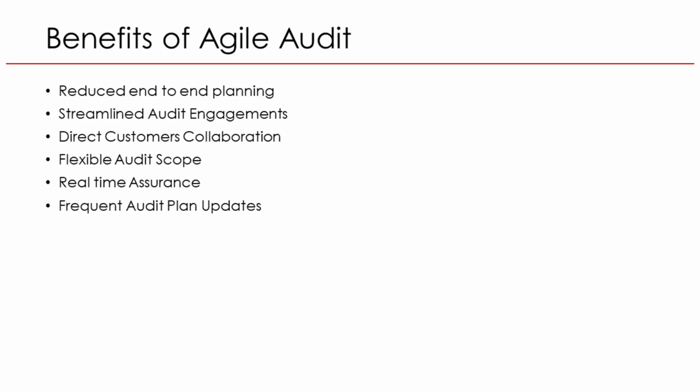Next is streamlined audit engagements. Agile audits break big projects into smaller, focused sprints. This makes the process easier to manage and ensures steady progress. Example: an auditor might review one module of an ERP system, like payroll, before moving to procurement.